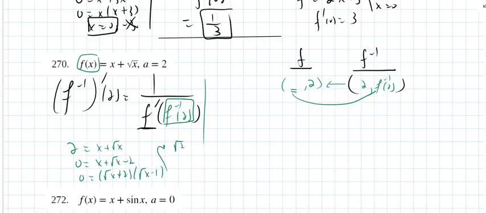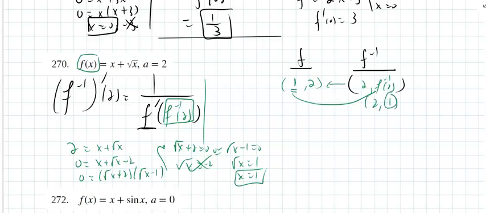So I got radical x plus 2 equals 0, or radical x minus 1 equals 0. Radical x equals negative 2, that's not possible. Radical x equals 1, square both sides, x is 1. If x equals 1, that means in the inverse, this value is a 1. Okay, I got that.